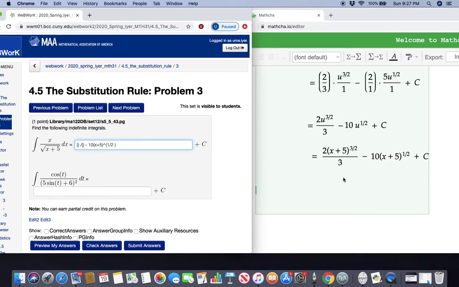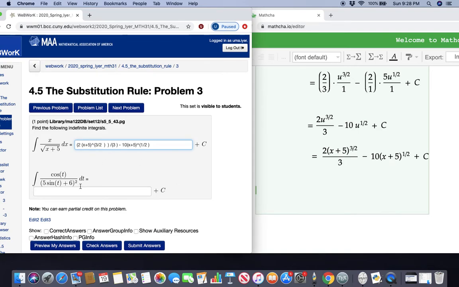What about the fraction? Denominator is 3, that was straightforward. Numerator, I need a 2, I need an x plus 5, and I need a power. Because the power is a fraction, anything more than one digit, you need to place it in parentheses for a power. Okay, 3 over 2. That is the answer to this one.